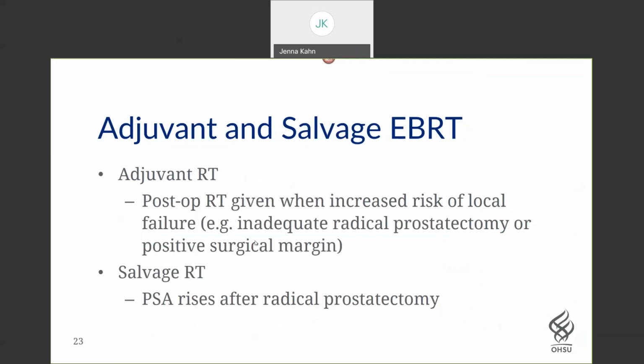If a patient was to undergo prostatectomy and has high risk features of local failure after prostatectomy, such as a positive surgical margin, then we talk about what's called adjuvant external beam radiation therapy to decrease the risk of a local failure to the prostate bed. And this is a curative treatment. We also are able to offer salvage radiation, meaning once the surgery has been done and the PSA is watched after surgery, the PSA can rise after a prostatectomy, and radiation can be given to cure or get rid of the prostate cancer, likely in the prostate bed.